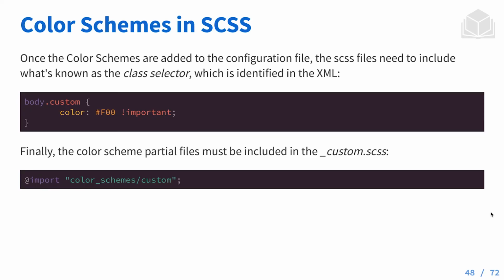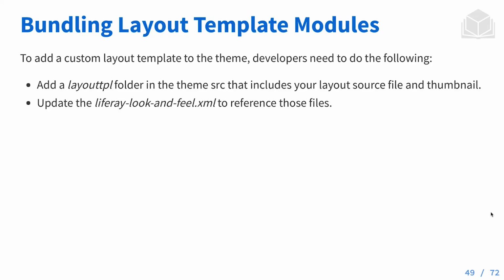From there, what we need to do is we need to go ahead and import our color schemes into the custom.scss and then they will be read once we deploy the theme. All right, so that's another option for us. And finally, what we have is the ability to bundle our layout templates if we'd like. We will talk about layout templates and how we can build those very quickly in the next chapter. But what we can actually do here, once we have a layout template available, we can simply provide the structure in the Liferay look and feel.xml, of course include the source files in the theme, and then when we deploy it, we will have both the theme module and the layouts included.